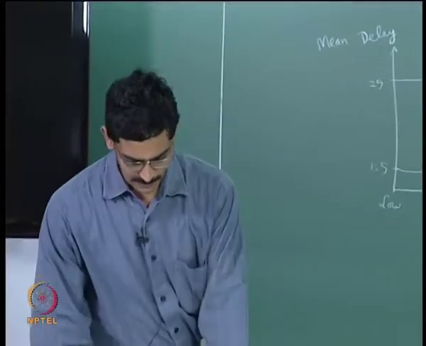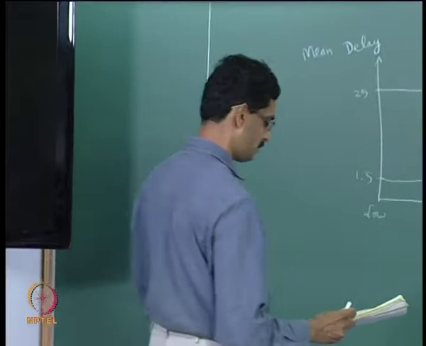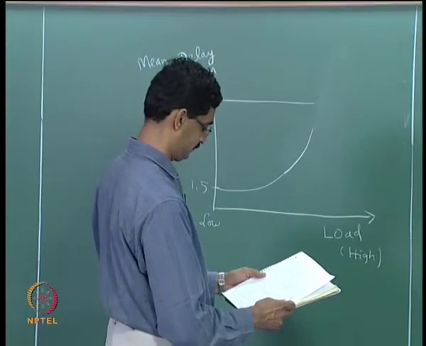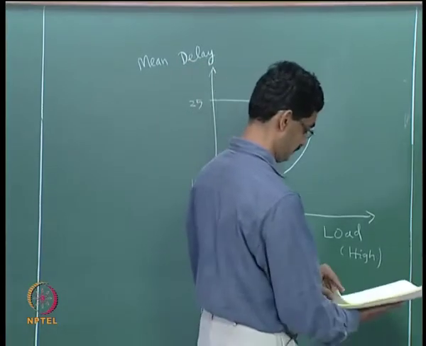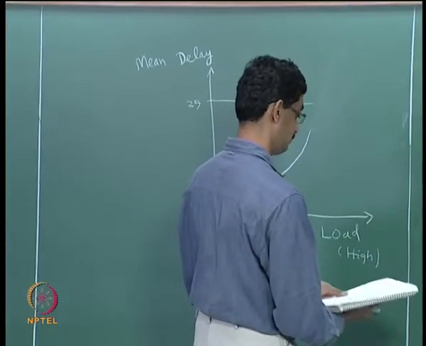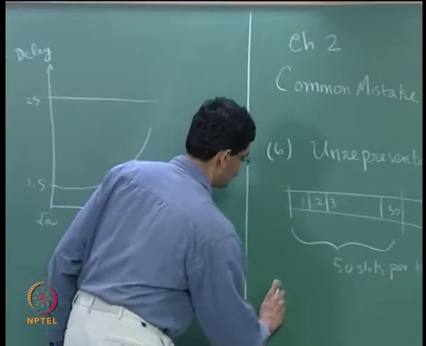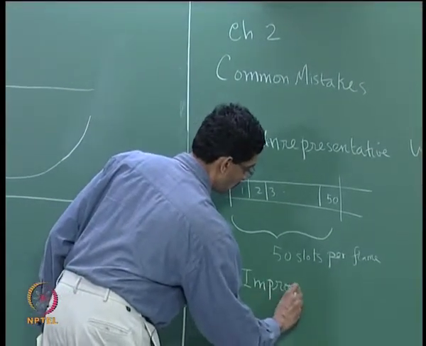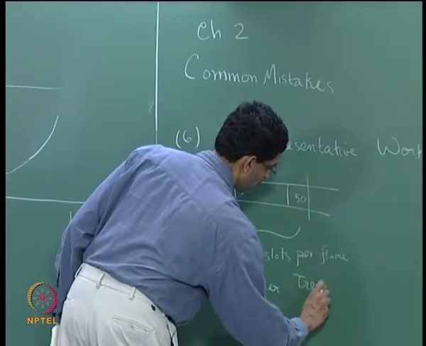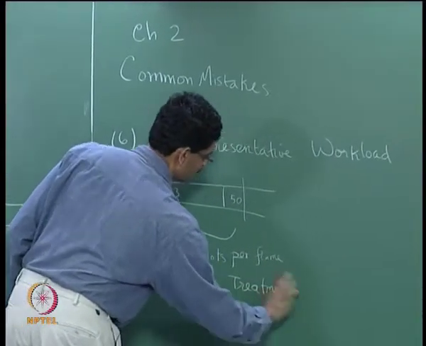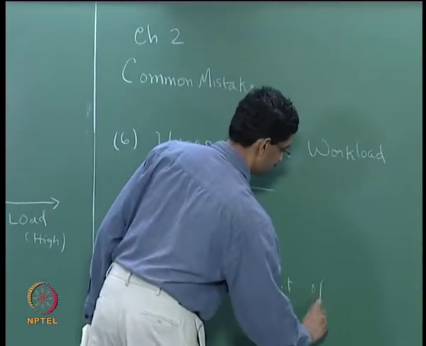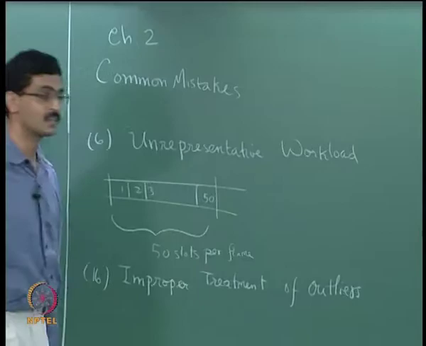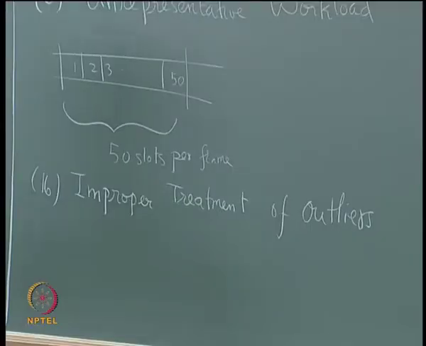Then the second is, let us see, overlooking important parameters, all those things we can look at later. Then we will look at number 16. This is with respect to outliers in the data. Improper treatment of outliers.